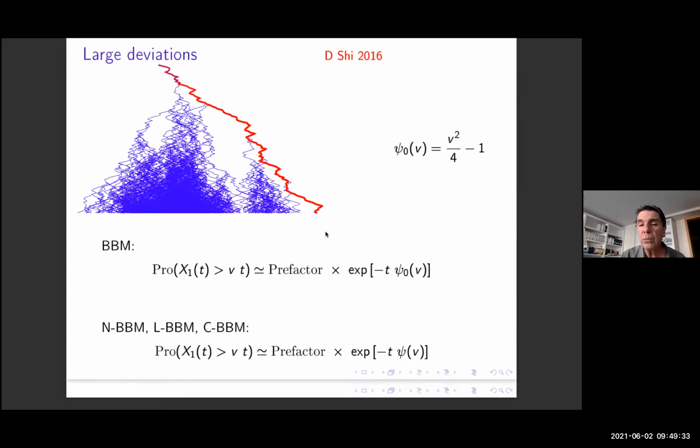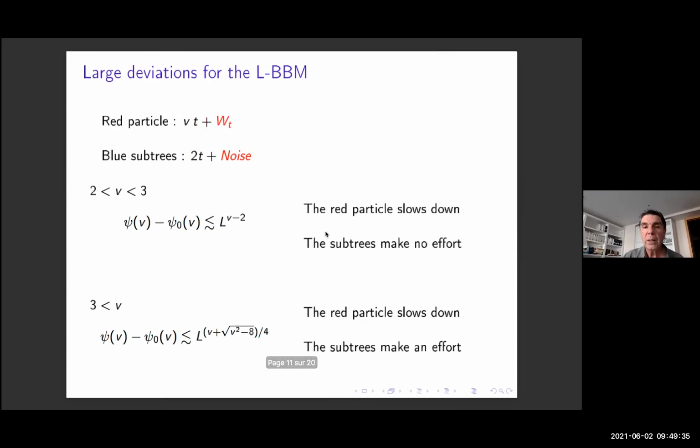And using that, we could prove the following thing: if the velocity is between 2 and 3, okay, here 2 would be the square root of 2 of Leonid's talk, but if the velocity is between 2 and 3, the difference between the large deviation function for the LBBM and the regular BBM is of order L to the V minus 2. And if V is larger than 3, it's a different exponent.